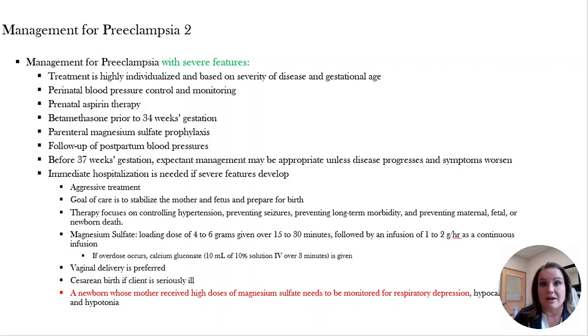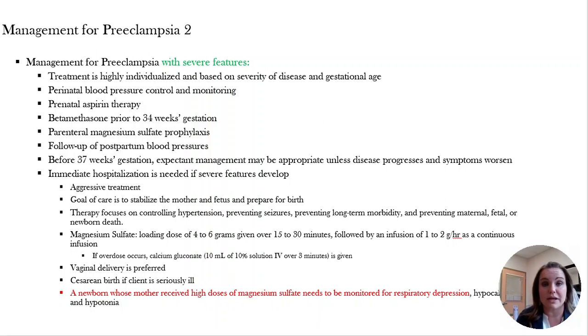So it's important that we have calcium gluconate easily available in case the patient does get toxicity or overdosed. And that is given just as a 10 ml IV push over 3 minutes for respiratory depression.